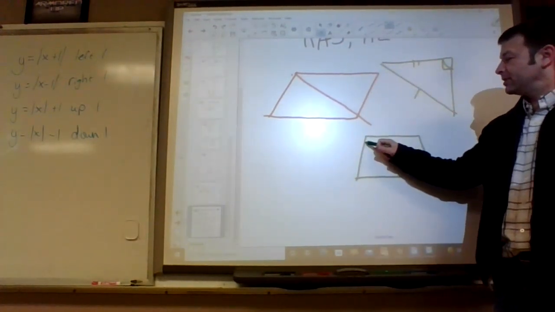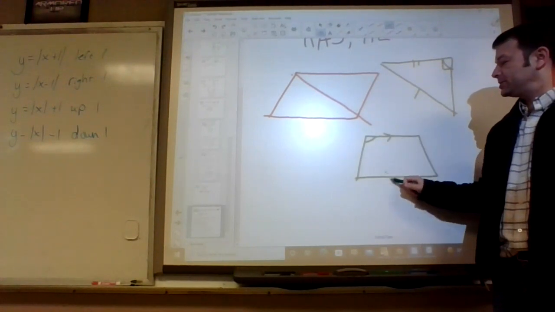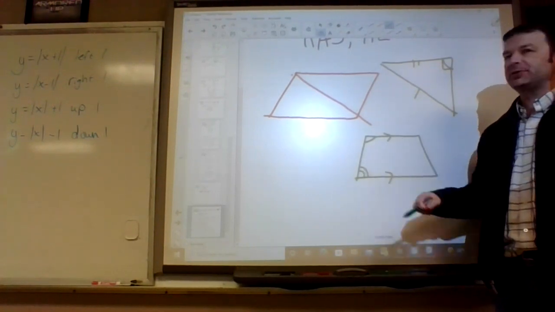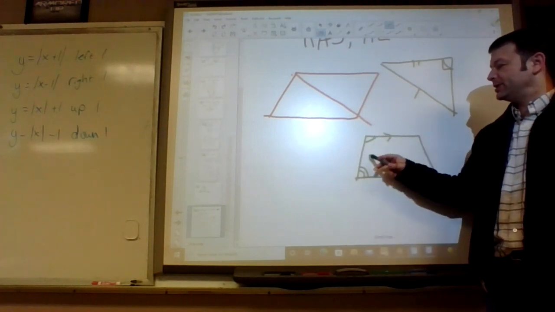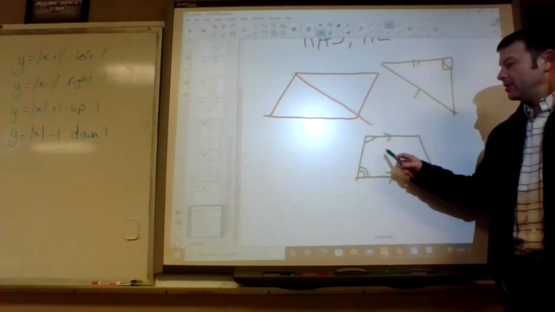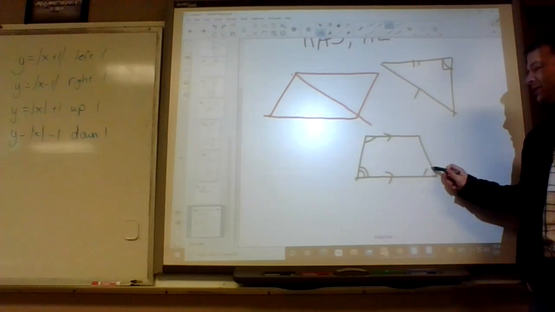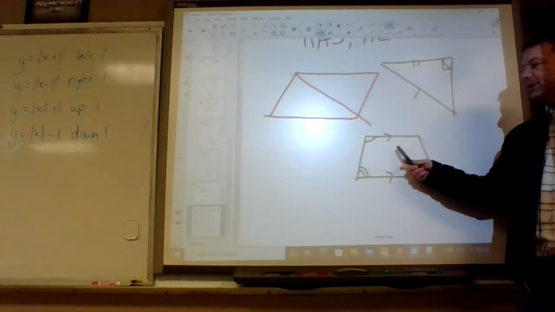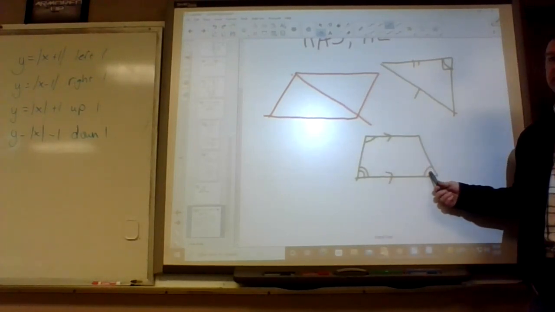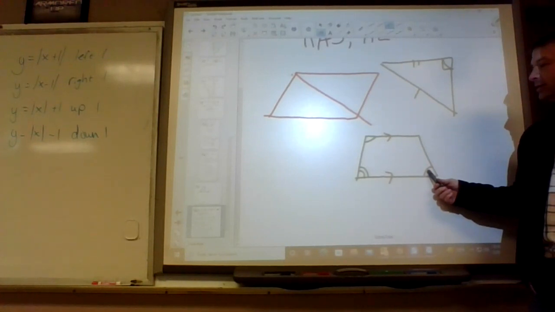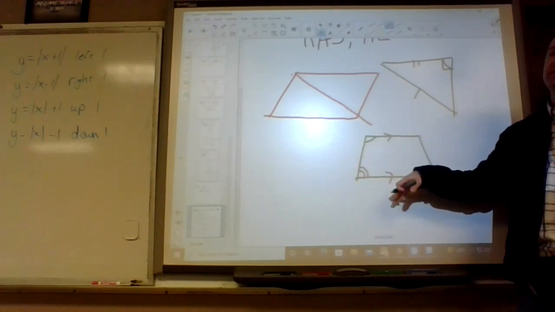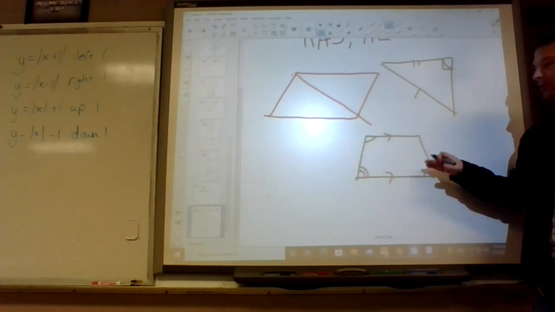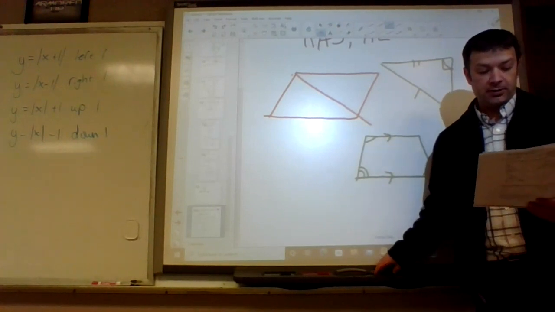So, what do we know about these two angles in the trapezoid? What do we know about those two? They add up to 180. Yeah, and these two also. But opposite angles, will these two ever be the same? That's the question. No. If they were the same, then this would be a parallelogram, not a trapezoid. So, no, never.